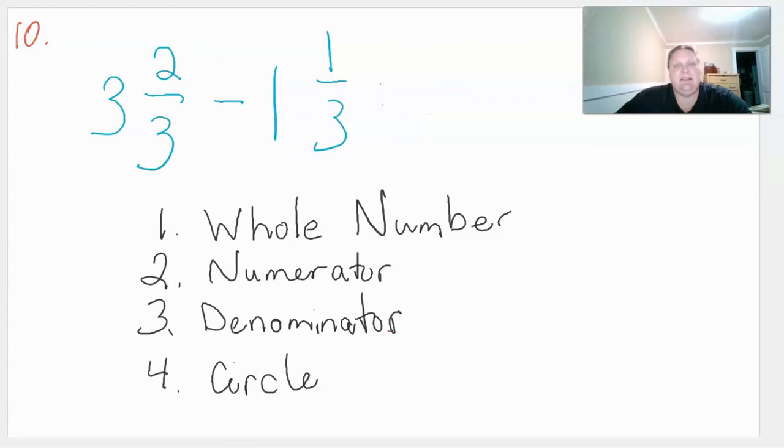So on page 19, let's take a look at number 10. We have 3 2/3 minus 1 1/3. Now the process is going to be the same as we've been doing for adding. Whole number, numerator, denominator, circle. Same process. So let's get started. What's the whole number? Okay, what's our fraction going to be?